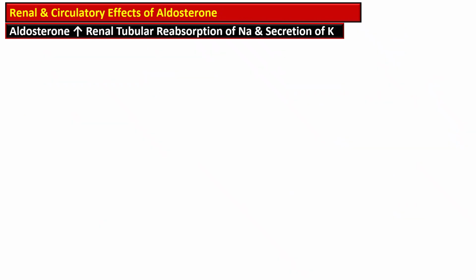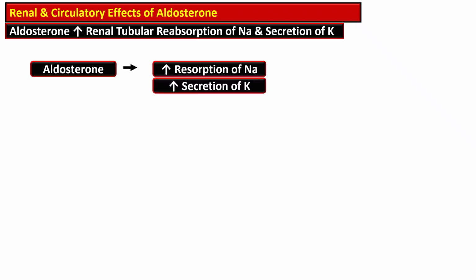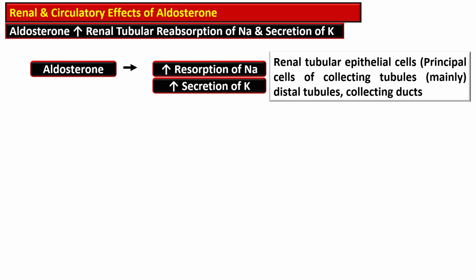So aldosterone, the mineralocorticoid, increases sodium reabsorption in renal tubules and also causes increased secretion of potassium. The site of action in the kidney is the principal cells of the renal tubular epithelium, mainly in the distal tubule and collecting duct.